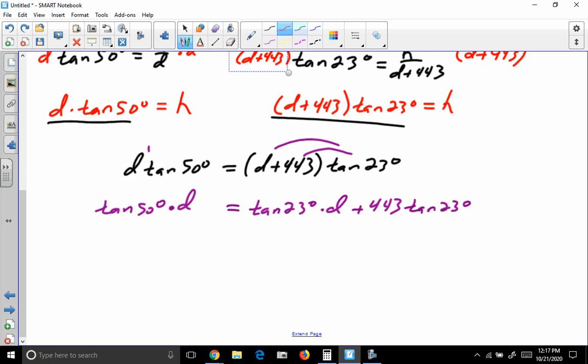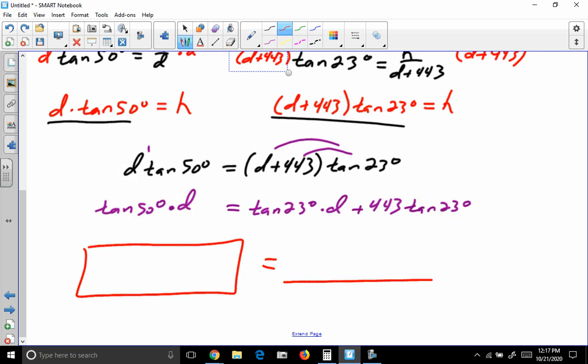So if we have equations that are linear, we want to get our variable terms on one side. If it doesn't have that variable, we want it on the other side. So let's move this term to the other side. So we're going to take it away from both sides. So take away tangent 23 degrees times d on both sides.